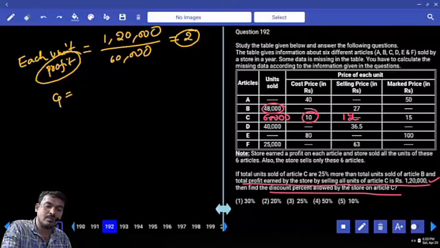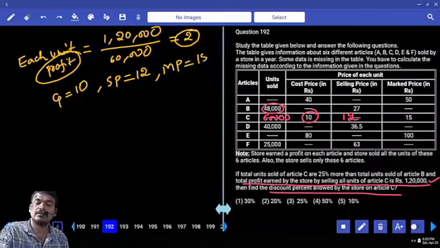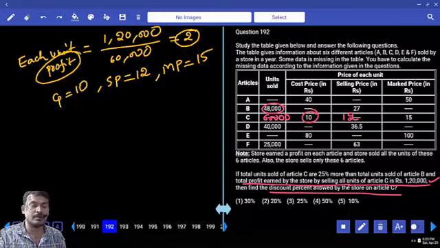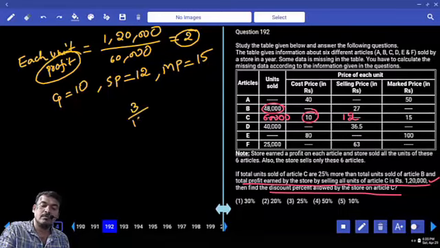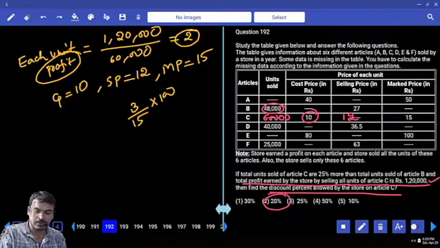We know the cost price already, how many rupees? 10. Selling price will be 10 plus 2. 10 plus 2 means selling price is how many rupees? 12. Next, market price is already given in the table. What is the market price? 15. We require discount percentage. How many rupees are discount? 3. Upon which one? 15. 3 by 15 into 100 means it is 20% or 30%? 20%. Which option? Second option.